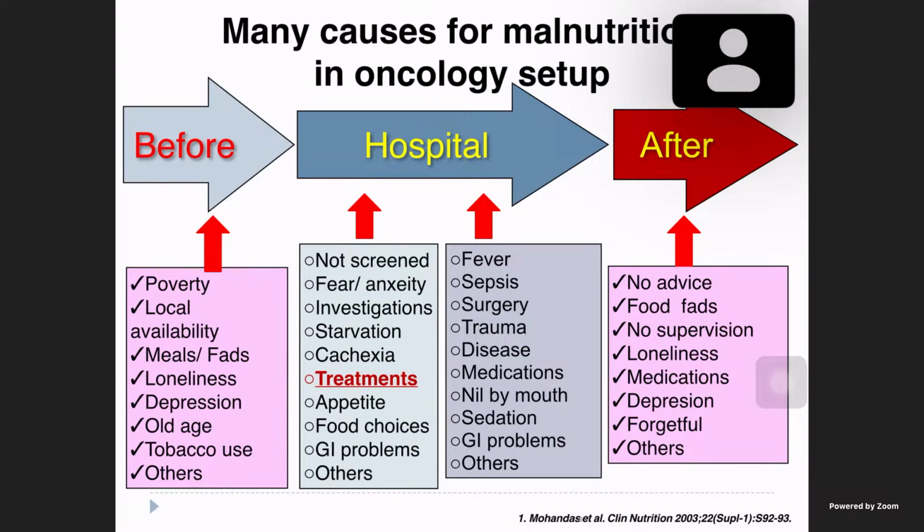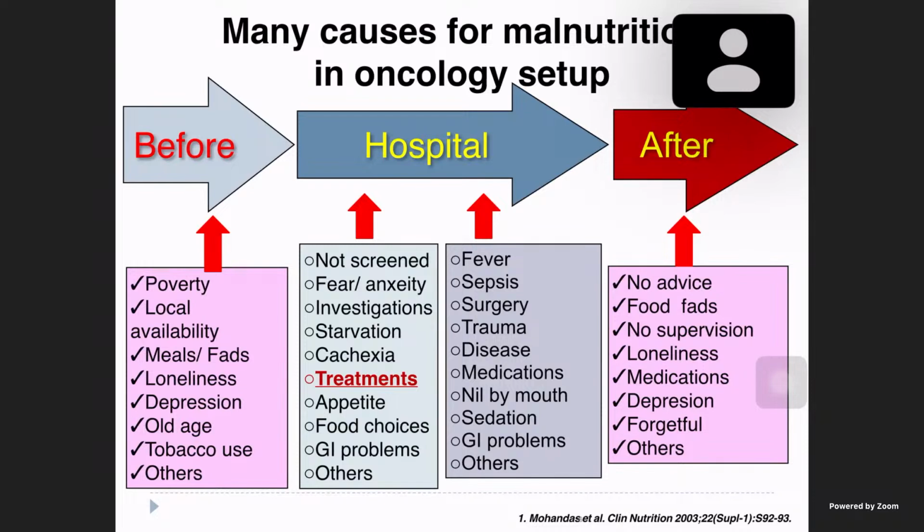then personal preferences about the food, food fads. People are sometimes fussy about the food, then depression, old age, and other factors like tobacco use and so on. There are many factors which are associated at the time or before the time of diagnosis.